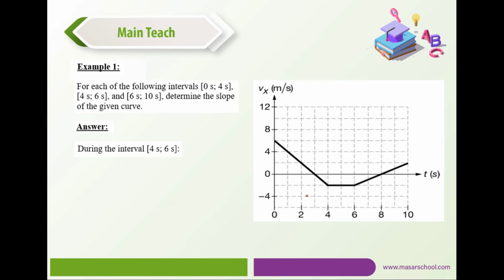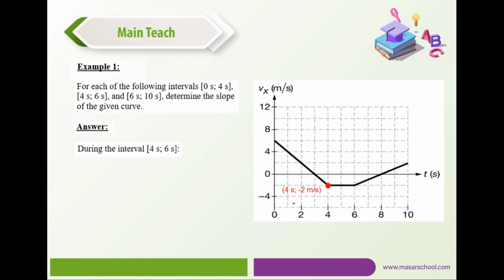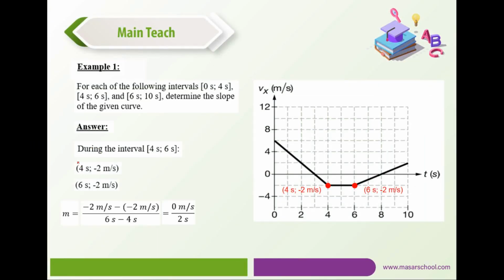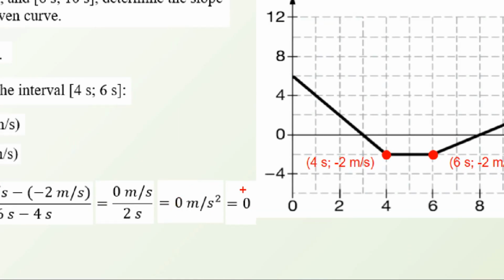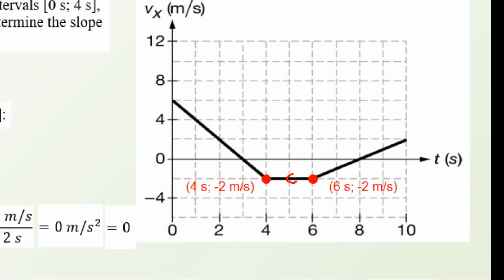Now let's consider the interval 4 to 6. We're gonna choose a point here, for example, 4 and negative 2. Then we directly write the coordinates. Another point would be 6 and negative 2, and now we're ready to calculate the slope. According to my way, that would be negative 2 minus negative 2 over 6 minus 4, and that would be 0 over 2, that would be 0. Notice that it is 0 meter per second square, but anything multiplied by 0 is 0. The slope of this line is 0 because it's a horizontal line.